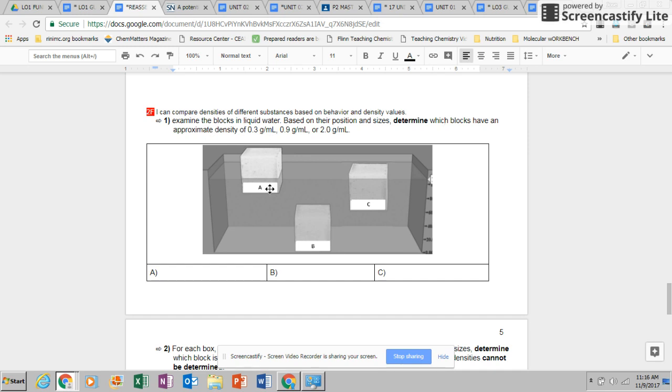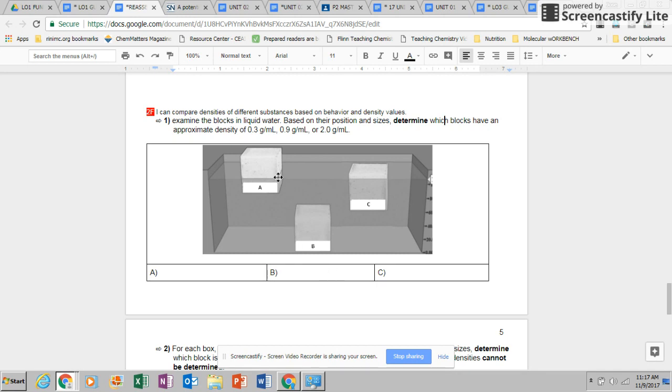Examine the blocks in the liquid and, based on the position, determine which block has an approximate density of 0.3 grams per milliliter, 0.9 grams per milliliter, or 2.0 grams per milliliter. Based on these observations, it looks like the liquid is water, but the one that sinks the most should have the largest density. So 2.0 grams per milliliter looks like it would be block B. So I would write 2.0 grams per milliliter here.